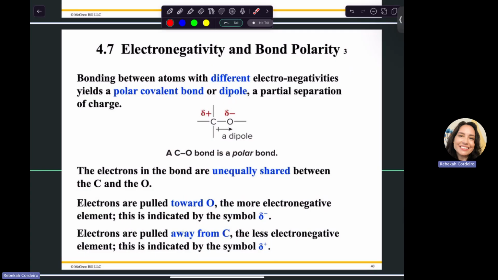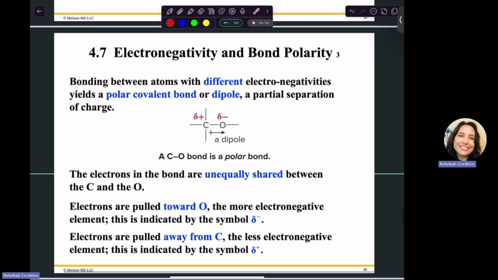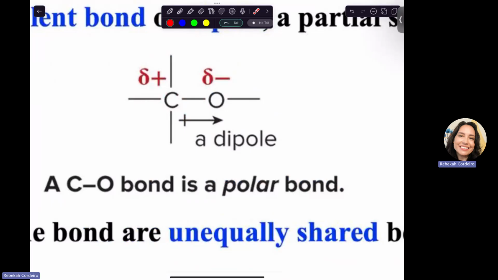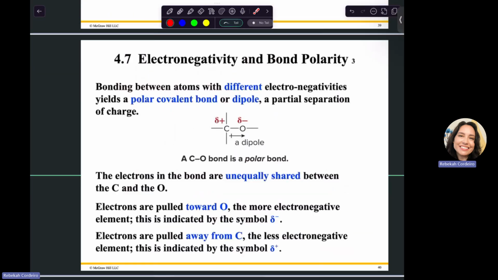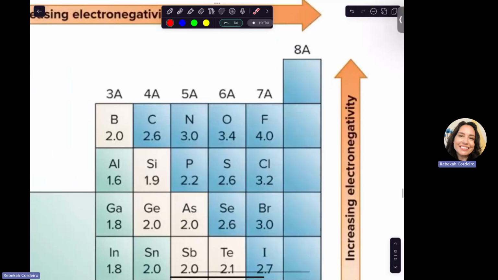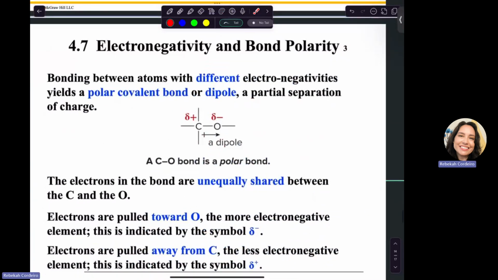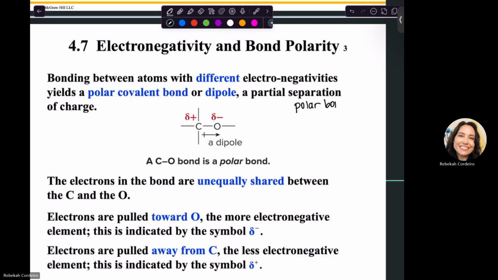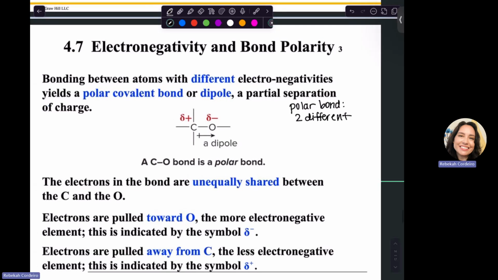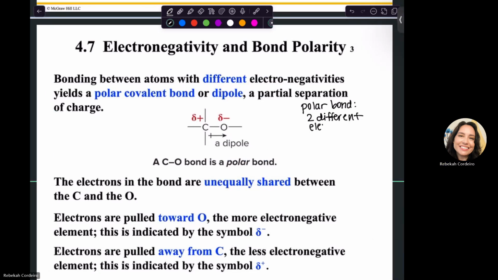So CO is an example of a polar bond. It has a dipole. We draw this little arrow to indicate the direction of who is winning the tug of war. So if we look at the electronegativity values, we see oxygen is 3.4 and carbon is 2.6. You do not have to memorize these values, just know the general trend. Because they're two different atoms and not CH, we can consider this bond polar. So for this class, we're going to consider a polar bond as two different elements in a bond, but not CH. I want you to know that CH is nonpolar.